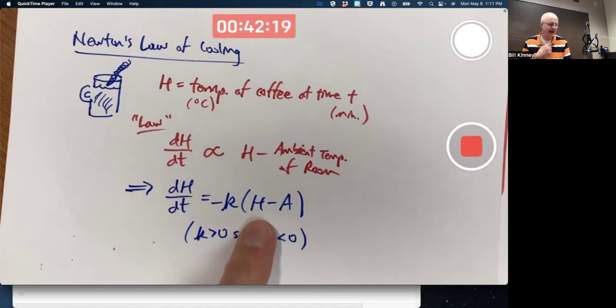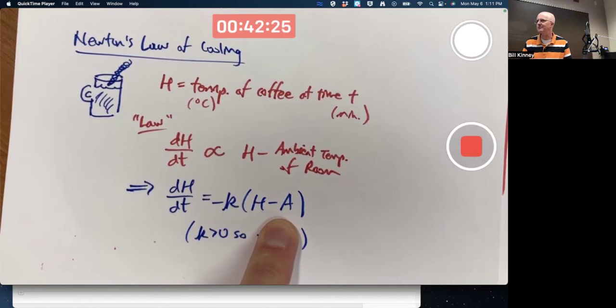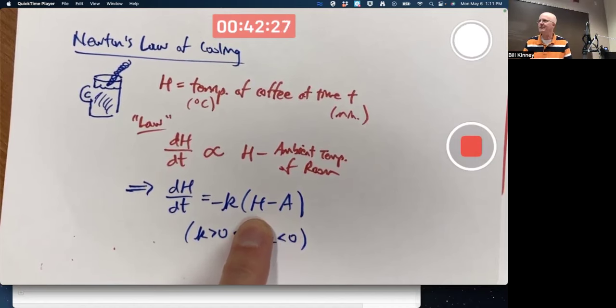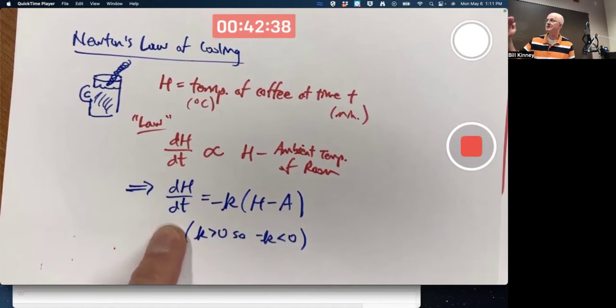In that case, H would be less than A. What's room temperature? About 22, 23 degrees Celsius. I'll assume it's 22. Got cold water, it might be 3 degrees Celsius. 3 minus 22 would initially be negative 19. Negative times negative is positive. Slope of the warming up water would be positive. This one equation characterizes both cooling and heating.